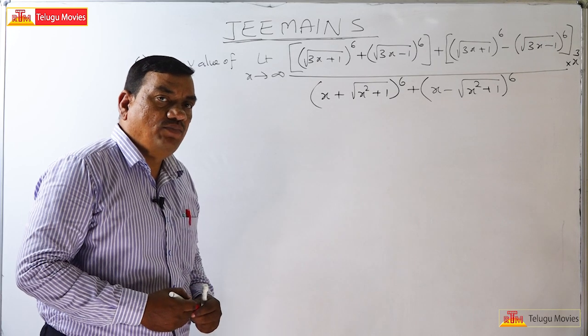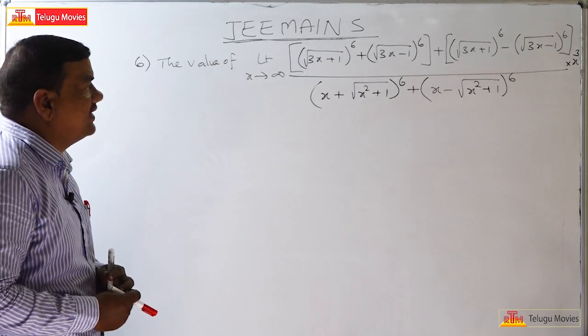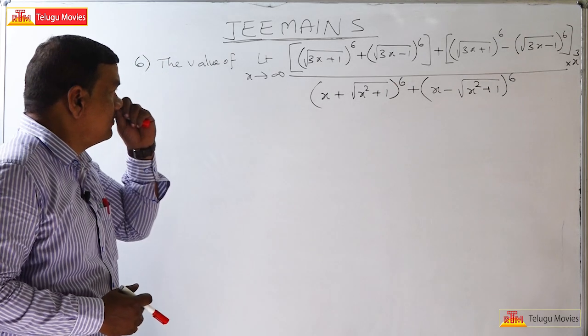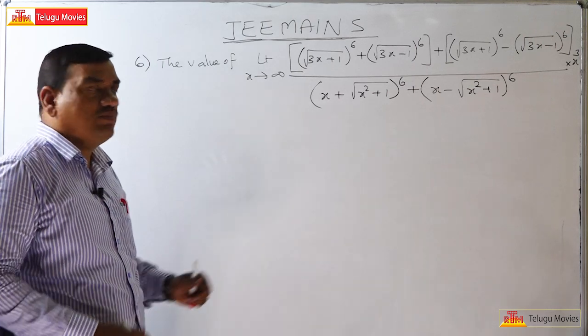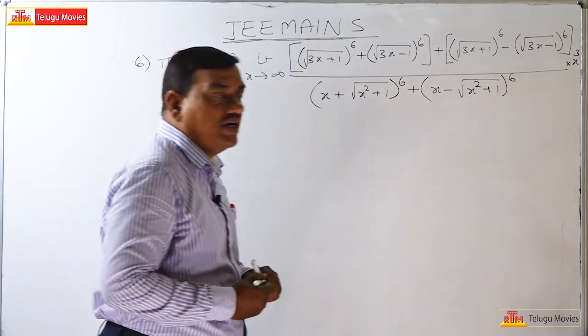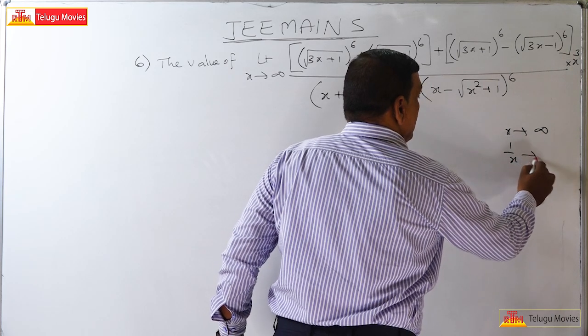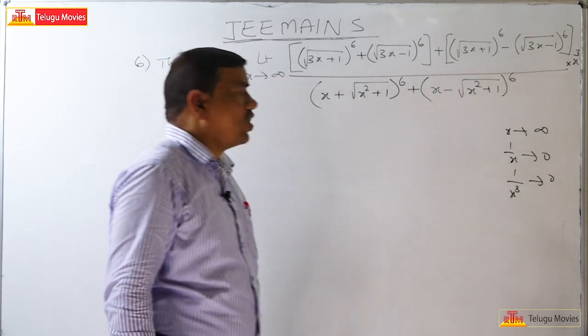Hi students, welcome to this problem. By seeing this problem, everybody will get somewhat tension, such a very big expression is given. So don't worry, very easy problem. As x tends to infinity, we know that 1 by x tends to 0, 1 by x cube tends to 0, 1 by x square all tends to 0.